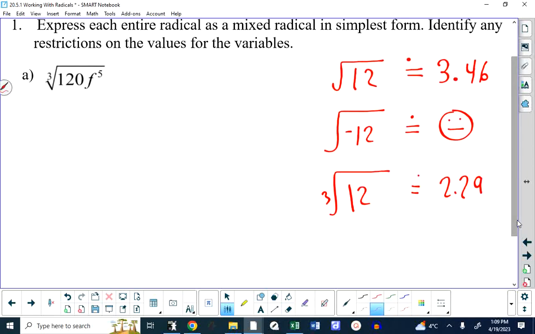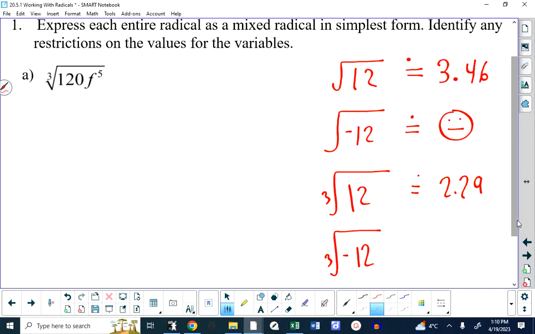What about the cube root? There's nothing special about the number 12, by the way. It's just a number that popped into my head. What about the cube root of negative 12? Can we do that? Well, let's find out.